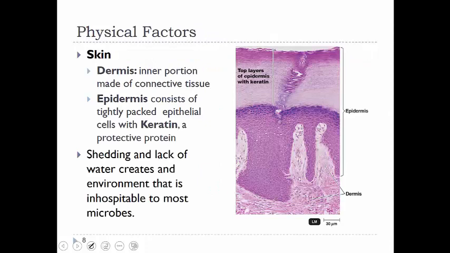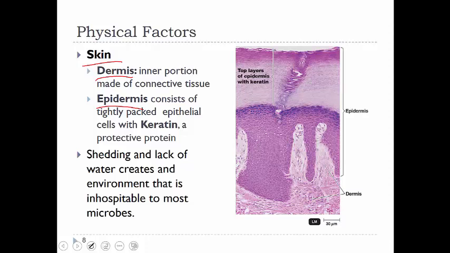Okay, so first, physical factors. Our outer layer is our skin, and our skin is a physical barrier to stop microbes from getting in. So if you have dry skin, if you have scratches on your skin, if you have breaks in your skin, then your immune system is compromised. We have the dermis and the epidermis. The dermis is actually the inner portion.